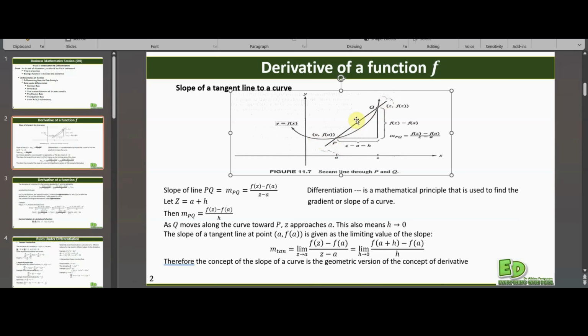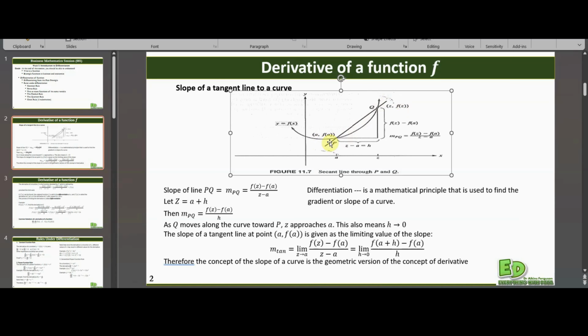Then I have a second point here, which is Q, with coordinates z and f of z. Z here is my x2, and f of z here is my y2. So I have 2 points, with 2 coordinates each, so 4 coordinates. Then I can find the slope of a tangent line to a curve.